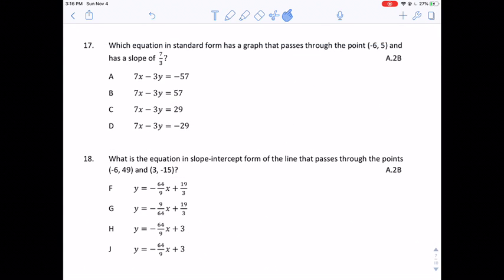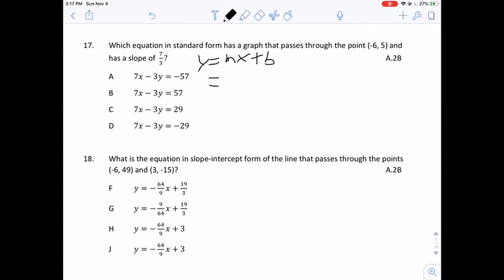Okay, so problem 17 says, which equation in standard form has a graph that passes through the point -6, 5 and has a slope of 7/3? I'm going to do 2 parts for this problem. I'm going to start with y equals mx plus b. And because I don't have a b, I'm going to calculate the b for my problem.